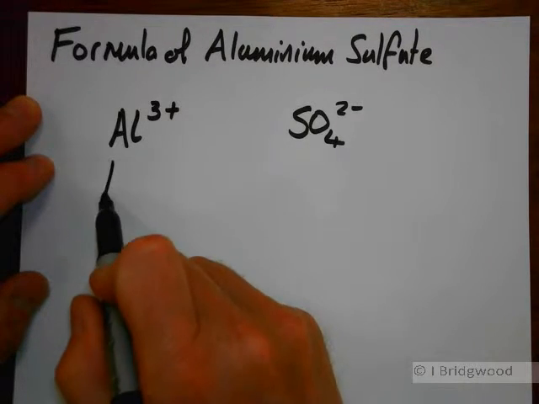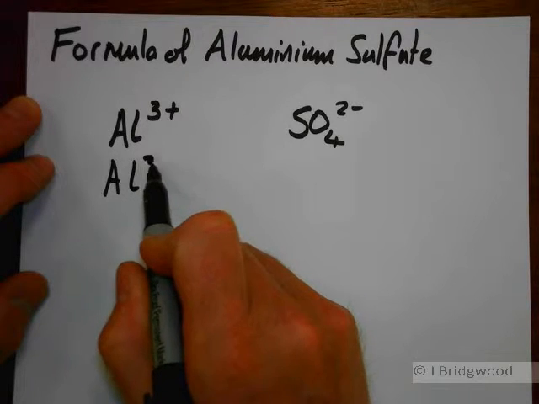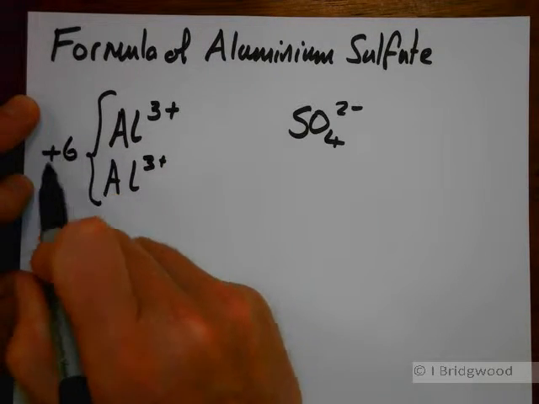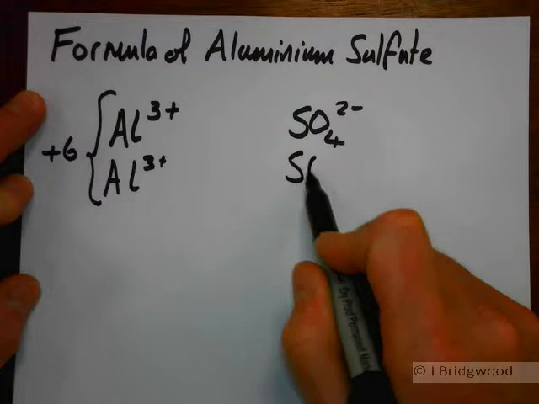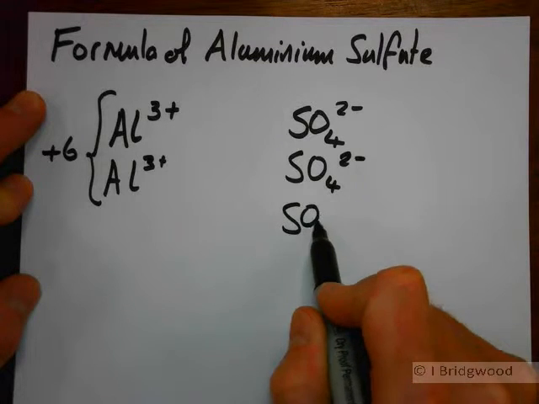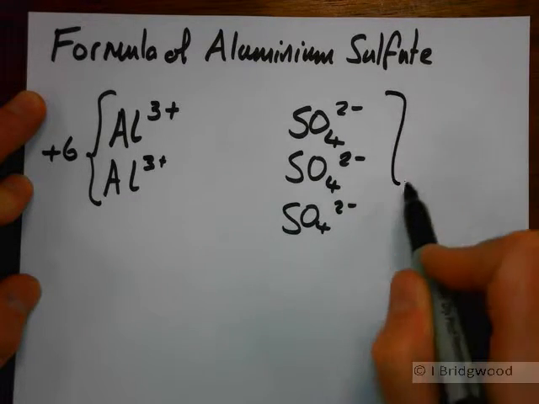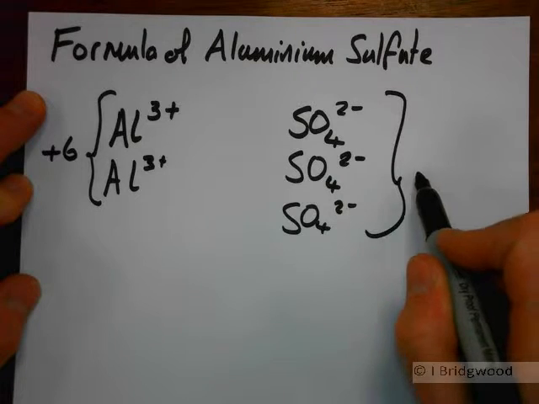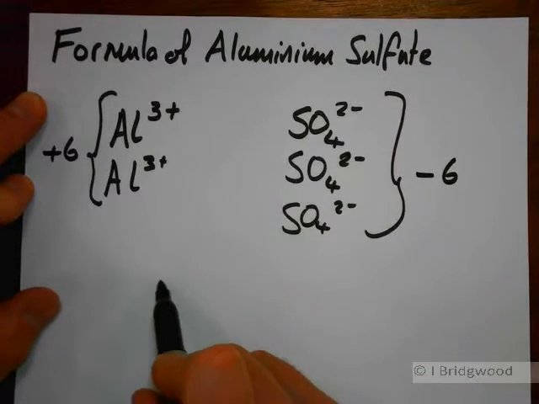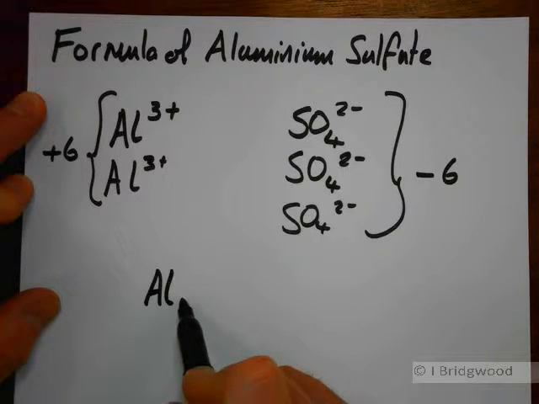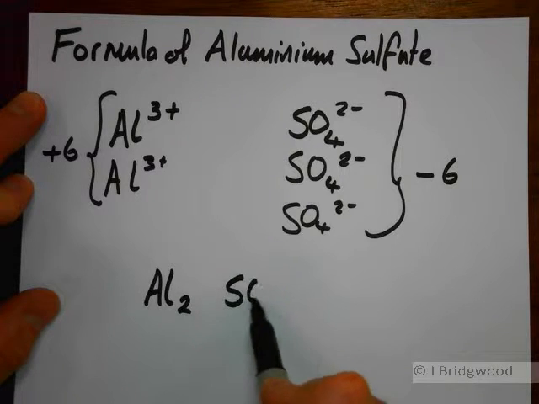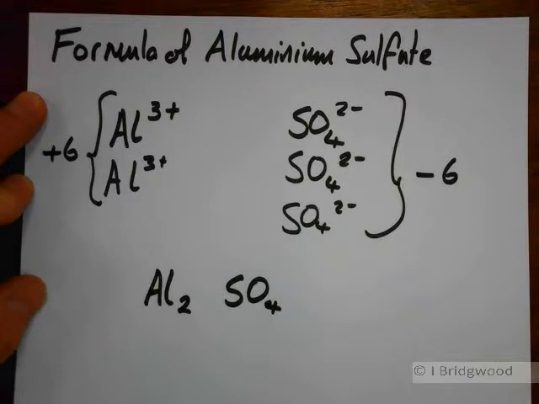Now if we therefore have 2 aluminiums, the overall charge there is +6. To balance that out, we can have 3 sulfate ions. That of course will give us a -6 charge. So the formula of aluminium sulfate is going to be Al subscript 2 for the 2 aluminiums, and the sulfate SO4 is going to be 3 times.